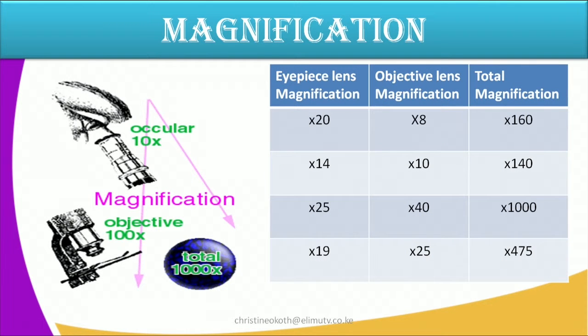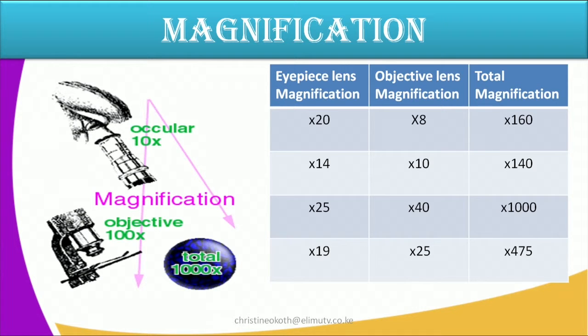So let us look at some examples, calculations on magnification. As we've said, if you want to calculate magnification, you'll first start by multiplying the ocular lens or the eyepiece. That is where you place your eyes. For example, in our illustration, the ocular lens here is times 10. It means that it has been magnified 10 times. Then the objective lens is 100 times.